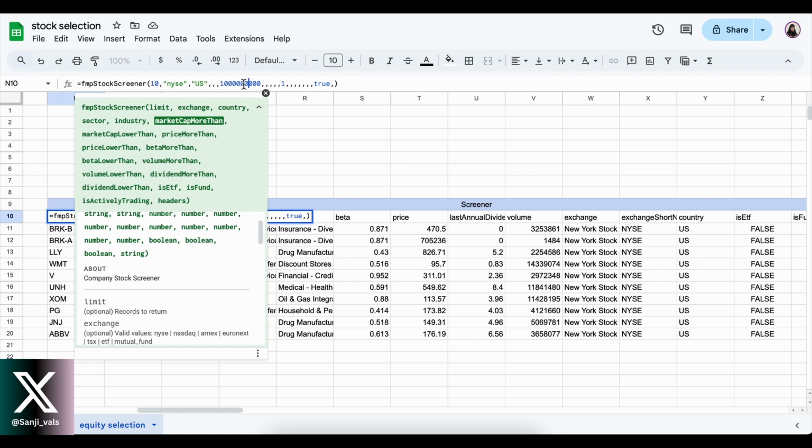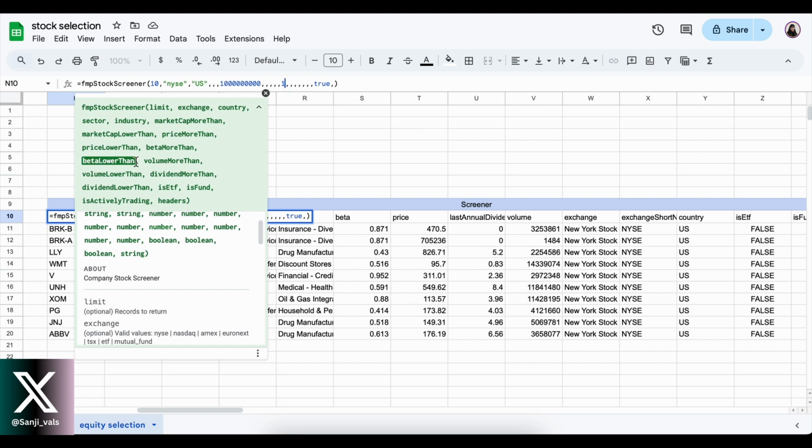If you want to search something among smaller caps, you can put market cap lower than 1 billion, and it will find you stocks from the smaller cap. But in our case, let's work with stocks in the mid cap range. Then I have these fields I leave blank, and then I have one, it's beta lower than.